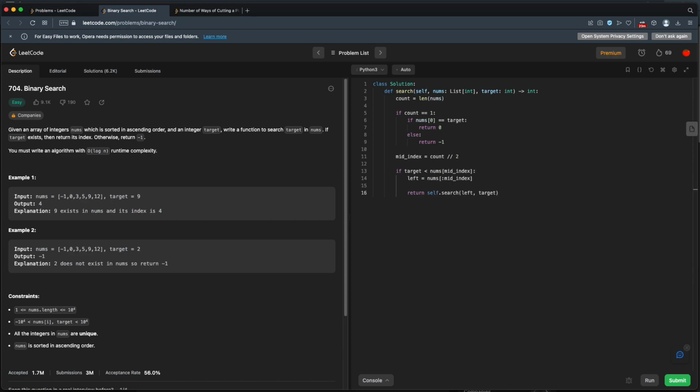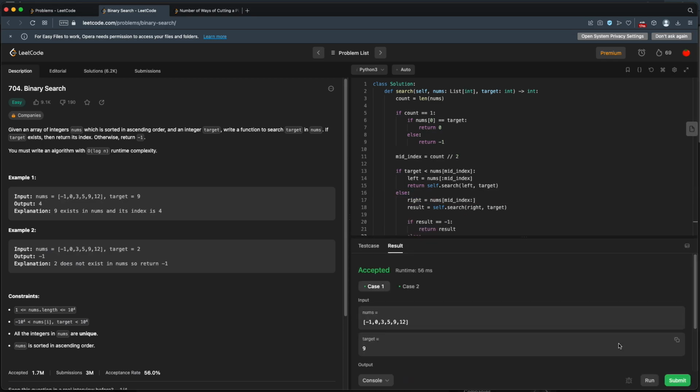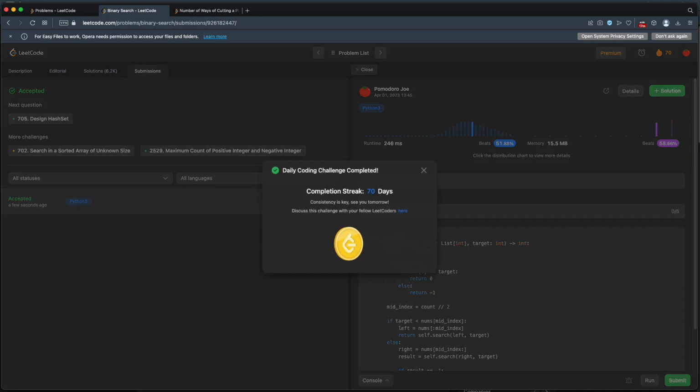But I did write a recursive algorithm. I'll leave a link in the description. You can check it out. It's on my GitHub. But the recursive algorithm is slow, and you don't even want to use it anyway. Check out the iterative solutions. Recursive solutions are slower than iterative solutions.